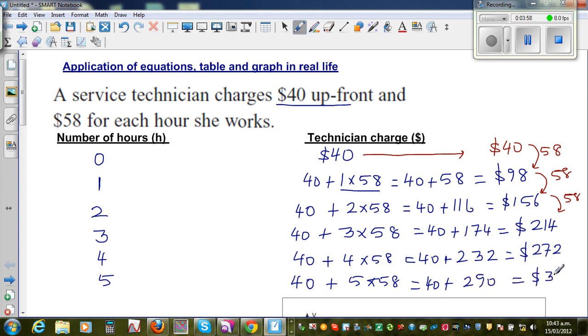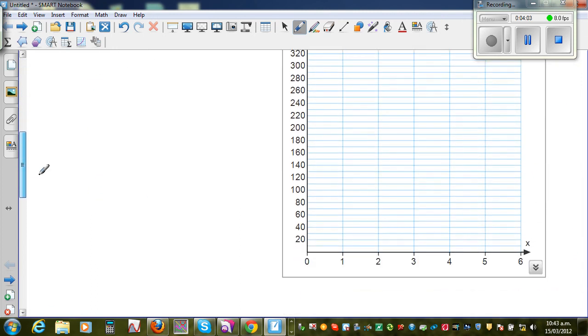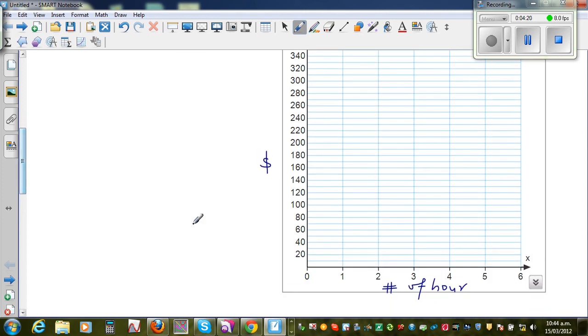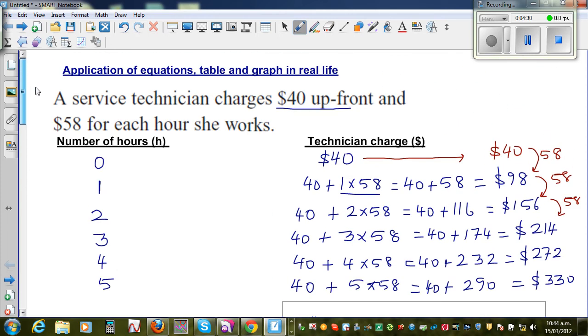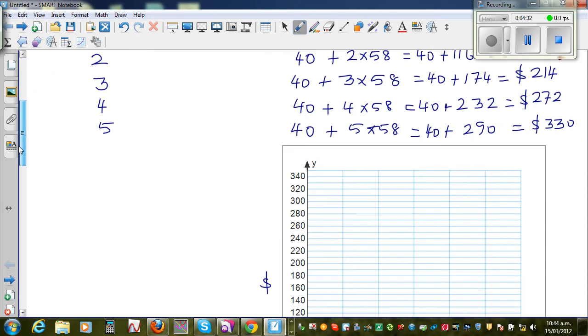So let us plot this in a graph. I have drawn an axis. I'm going to label the x-axis as number of hours. And on the y-axis is dollars, that is the technician charge. So she starts with $40. When it's 0 hours, you start at $40. This is the call-up charge, or the upfront charge, $40.